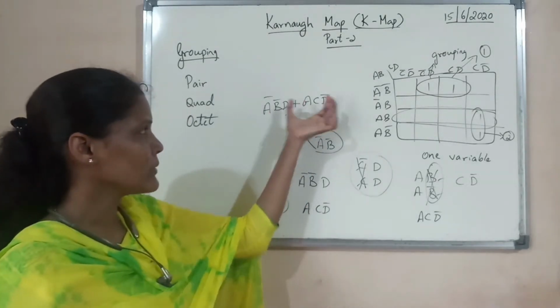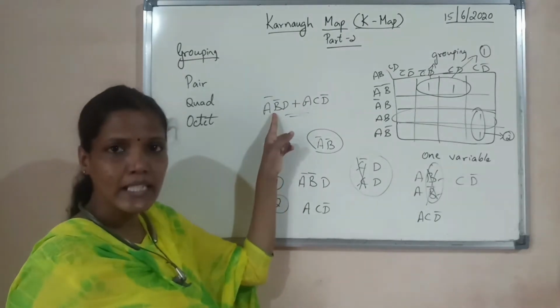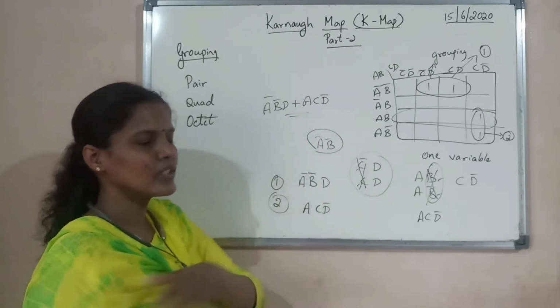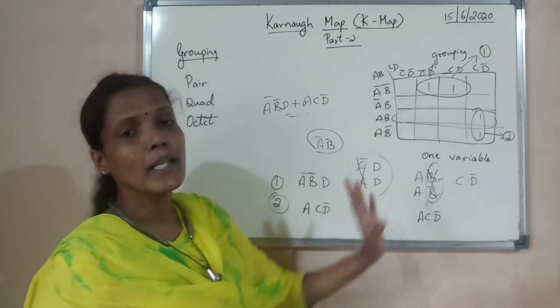These are the two terms. In these two terms, one of the variables is eliminated. In this particular term, C is eliminated, and here B is eliminated. So this is how we are going to simplify the given K-map by grouping in pairs.